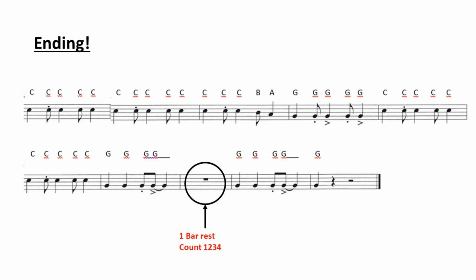And it's really important that you count that bar's rest towards the end so that we can come in with our final G notes in time with the rest of the music. All I did was count to four and then carried on with my G's to finish off. Pause the video and have a practice of the last section of Calypso.